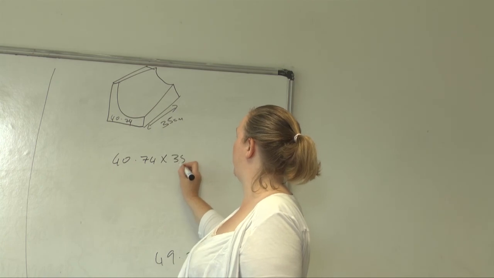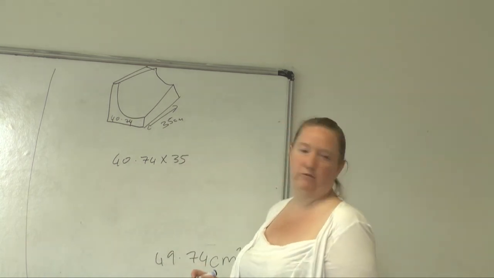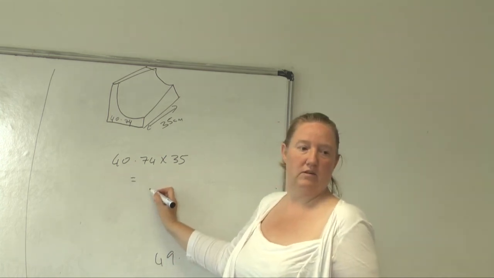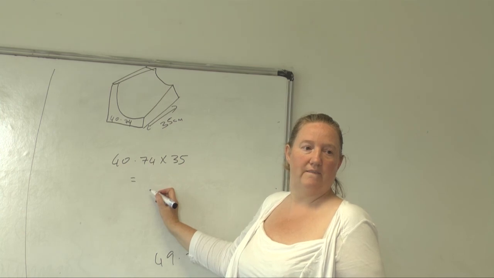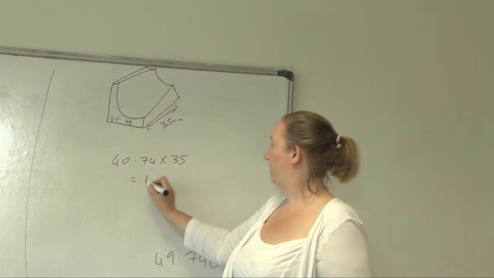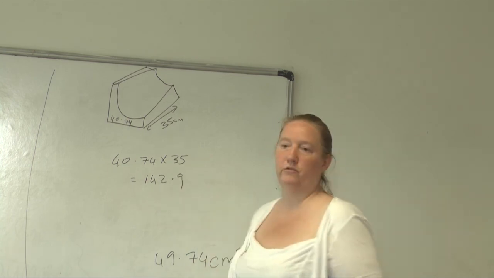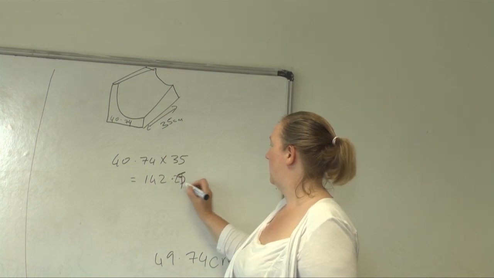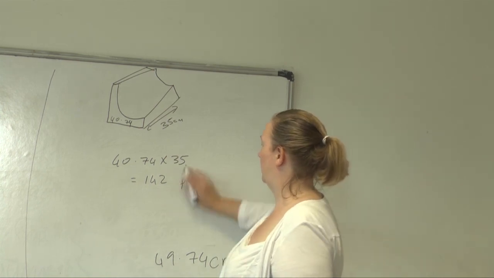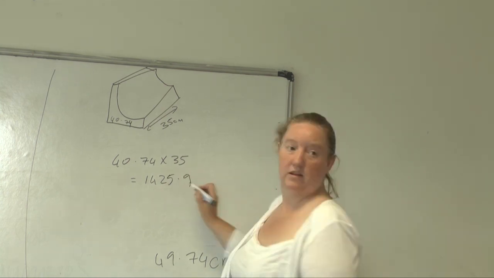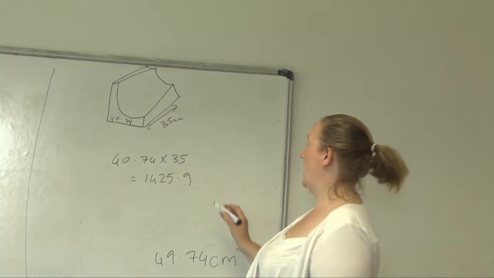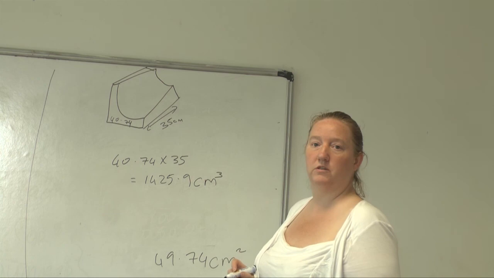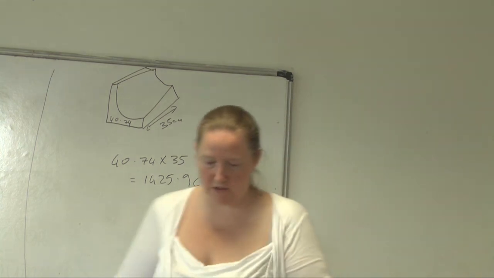So you simply multiply it by 35. What do you get when you do 49.74 multiplied by 35? 1740.9. Okay, 1740.9. Is that right? I hope so. Okay. And because it's volume, it's centimetres cubed. Okay? So that's question 5.